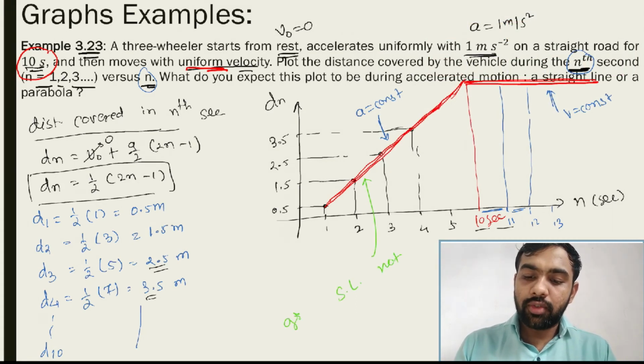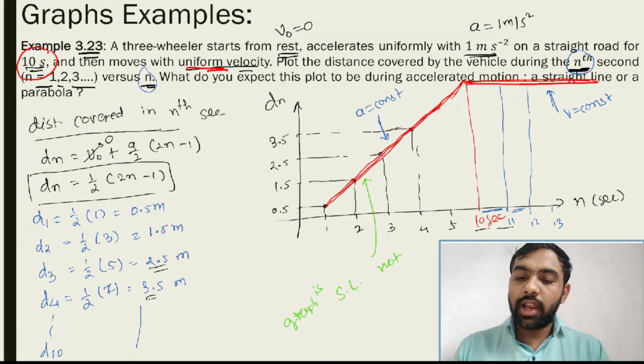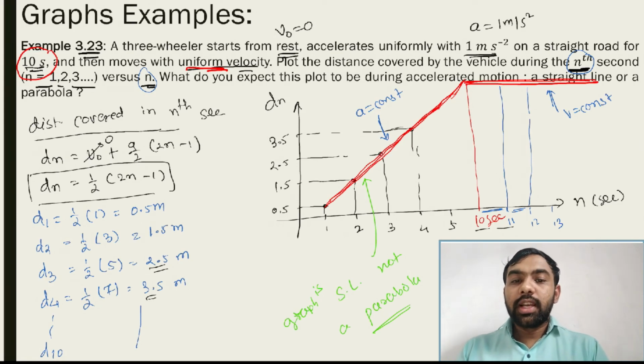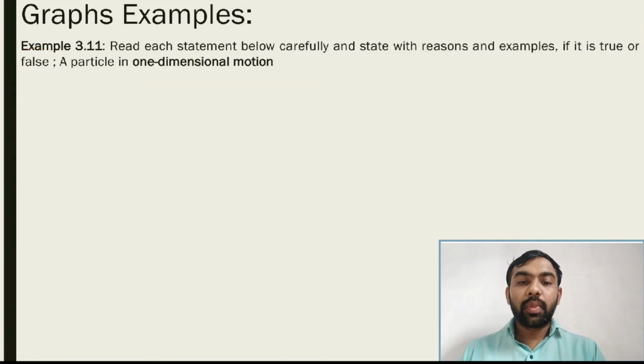The graph is a straight line, not a parabola. Okay, so that is the simple answer to this question. All of you guys note this example, then after that we will go to the next one. Okay, note it. Let's see the next example.